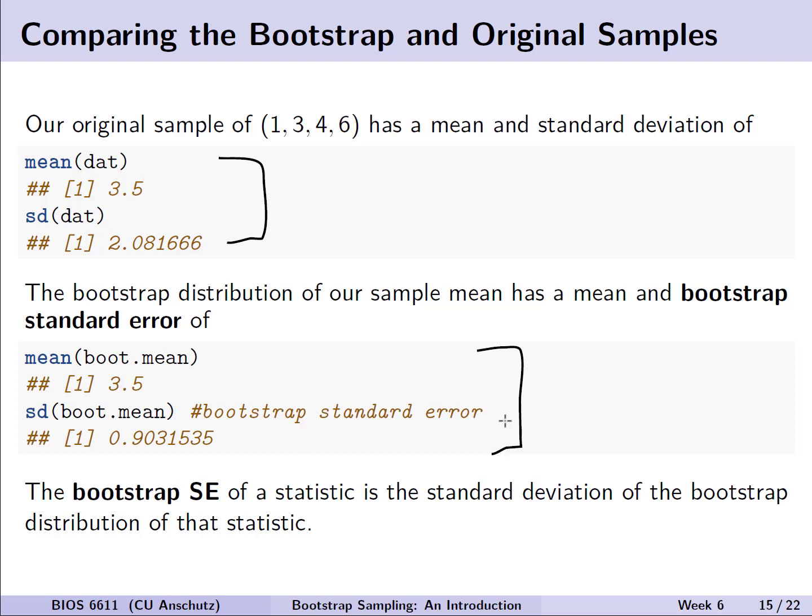The bootstrap standard error of a statistic is essentially going to be the standard deviation we take from that bootstrap distribution of the given statistic. So for example, anytime we calculate SD of the bootstrap distribution, what we're really getting out is the bootstrap standard error for our estimate.